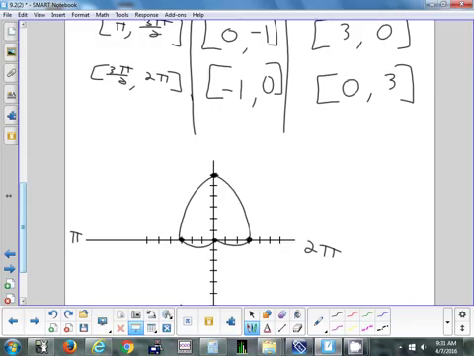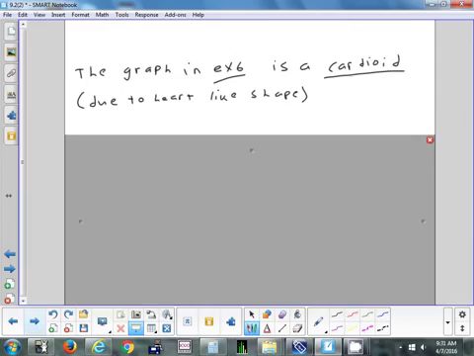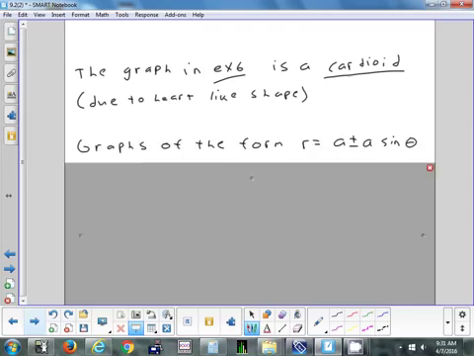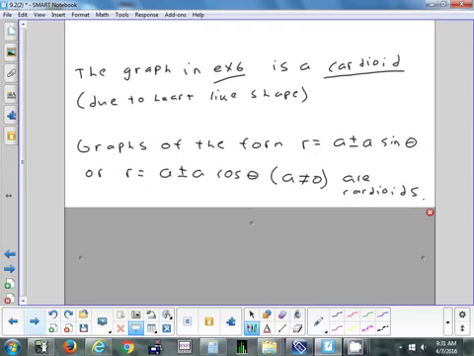Depending on the zoom on your calculator, it may or may not look like a heart. The name of that graph is called a cardioid, because of the heart, the cardio. Any graph of the form a number plus or minus that same number times sine theta, or a number plus or minus the same number times cosine theta, is a cardioid. Mine, I think, was 3 plus 3 sine theta.